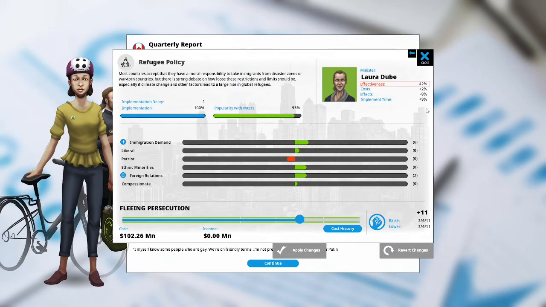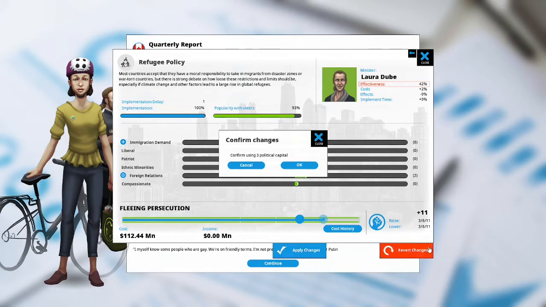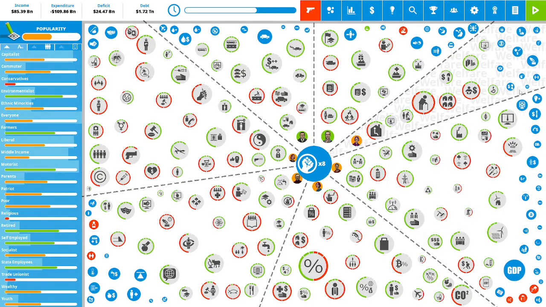Refugee policy. This will help our foreign relations. Most countries accept that they have a moral responsibility to take in migrants from disaster zones or war-torn countries, but there's a strong debate on how loose these restrictions and limits should be, especially if climate change and other factors lead to a large rise in global refugees. This is 93% popular with the vote. Right now we have fleeing persecution as our refugee policy. Let us invest 3 political capital to increase fleeing persecution and apply the changes. We have 8 political capital to spend.